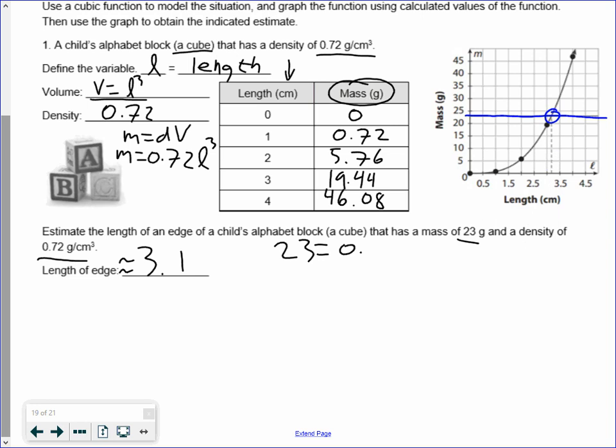Because it's really just saying 23 equals 0.72 L cubed. That's what it's asking us for, and instead of solving it out, I know my y value is 23, so let's figure out at what x value y equals 23. And that's what we did. We drew that line and saw where they intersected. So x equals 3.1, or the length equals 3.1 when y equals 23. All right?